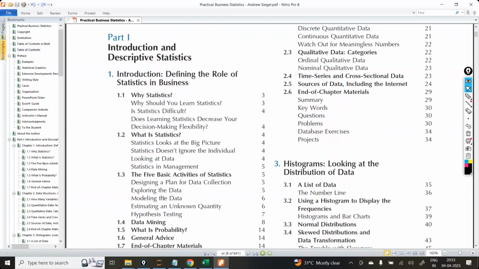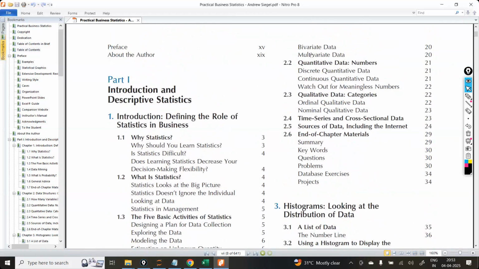What is bivariate data? Multiple columns. What is univariate data? More than two columns. Next, discrete and continuous. Discrete quantitative data is called discrete count, and then continuous. And similarly, ordinal, nominal, time series data, cross-sectional data. Did I explain all types of data?